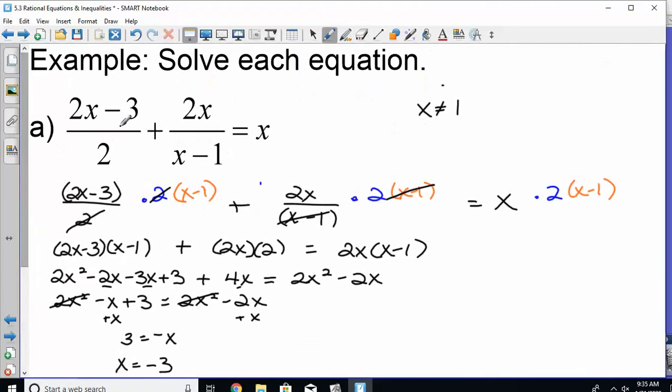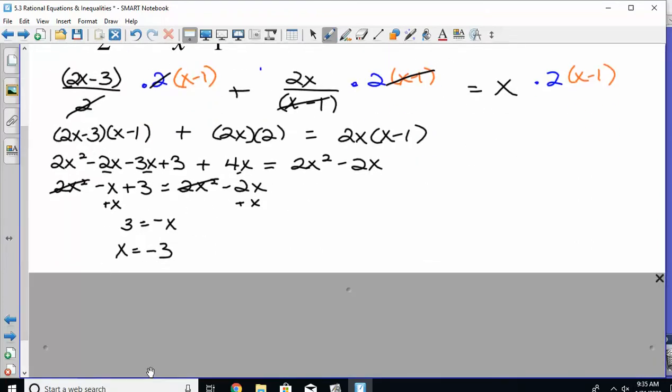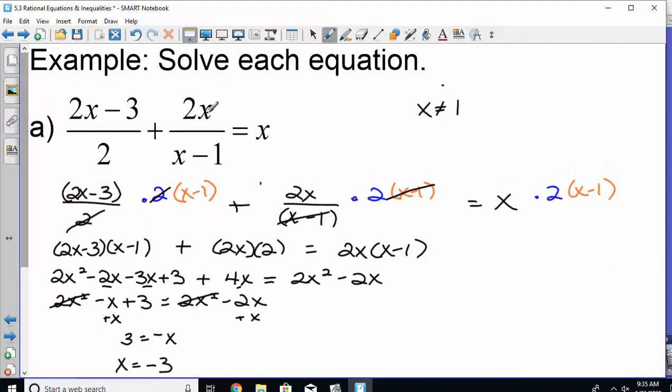Plug -3 in for your x's up here and see if it works. So if you're ever unsure, take that time to plug it in and check the answer. So what should we get? It should just be the same on both sides.